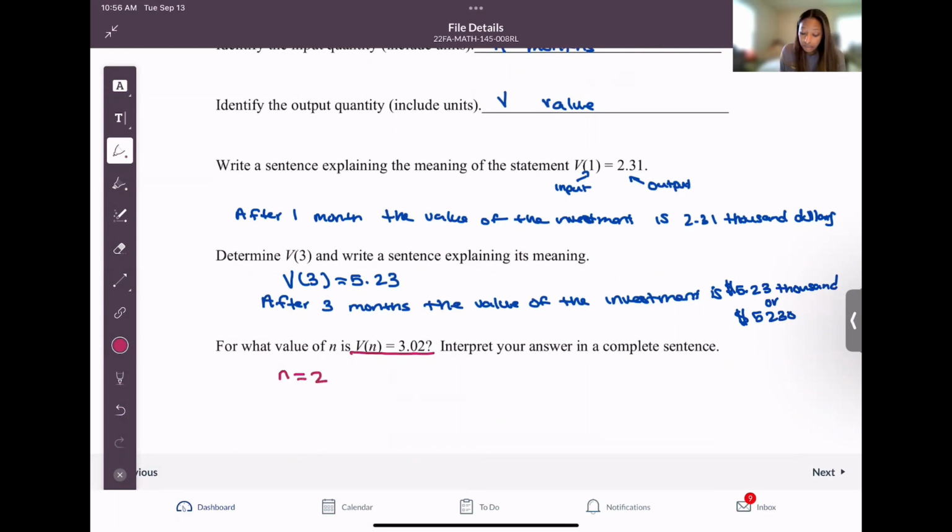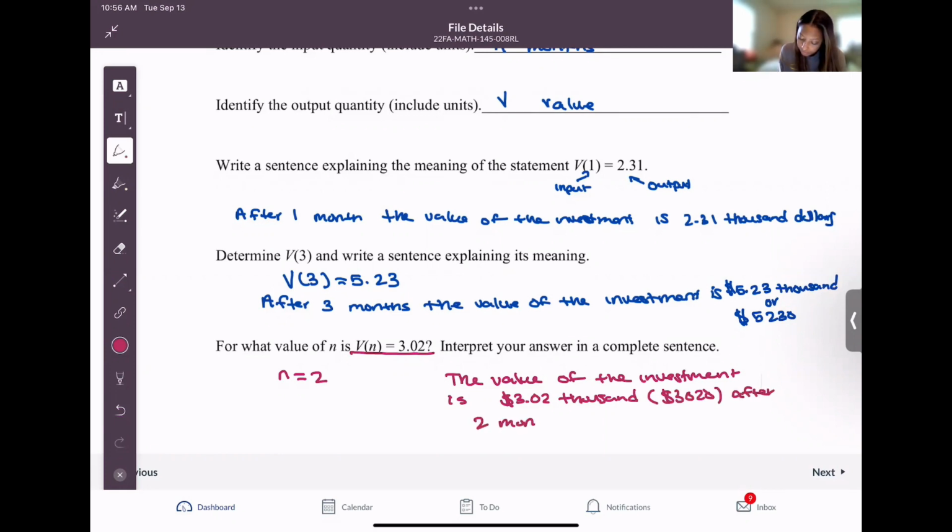And what does this mean? This means that after 2 months, or I'll write it the way that it's given, the value of the investment is $3.02 thousand, or $3,020 after 2 months. So the 2 tells us the number of months that it takes for the value of the investment to reach that amount.